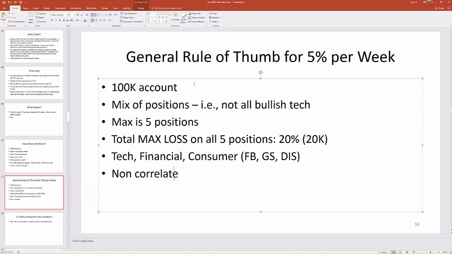Let's say these are all bullish. Then you could have bearish QQQ as a hedge. And then you could have something like GLD or something like that too. But the main thing is, again, you're not going to wake up and have all your account bet on one stock, hoping that it does well.